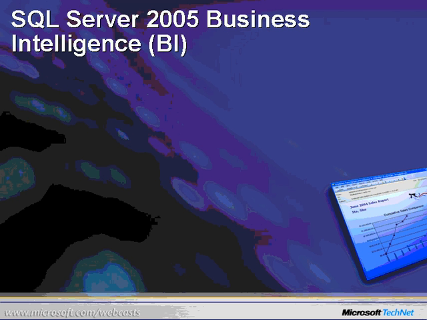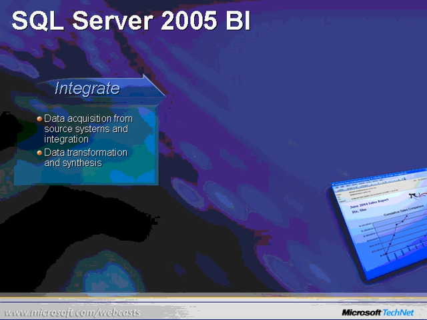Business Intelligence, or BI, is made up of three major components. This includes Integration Services, which involves acquiring data from source systems, whether those source systems be online transaction processing systems, flat file systems, or any other type of information that you want to aggregate, transform, clean up, and then perform useful analysis on.